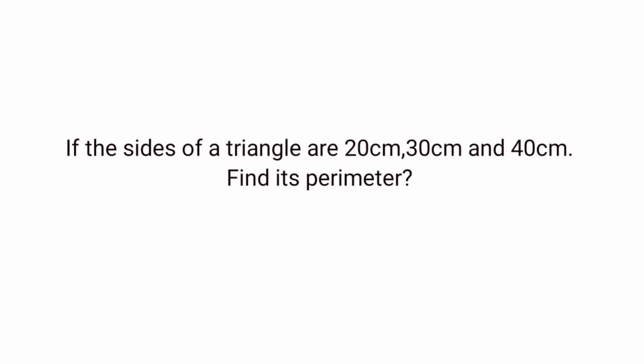Next question. If the sides of a triangle are 20 centimeter, 30 centimeter and 40 centimeter. Find its perimeter. So, what is perimeter? Perimeter means sum of all the sides of the triangle. Here the sides are given as 20 centimeter, 30 centimeter and 40 centimeter. So, what will be the perimeter? Sum of all sides, that is 20 plus 30 plus 40, that is 20 plus 30 is 50, 50 plus 40 is 90. 90 centimeter will be the perimeter.